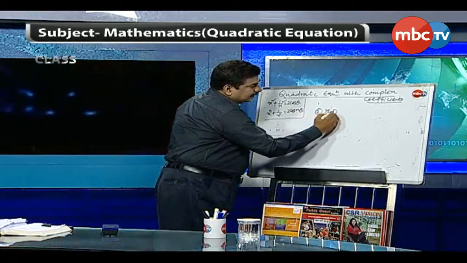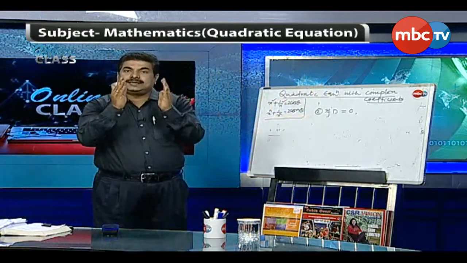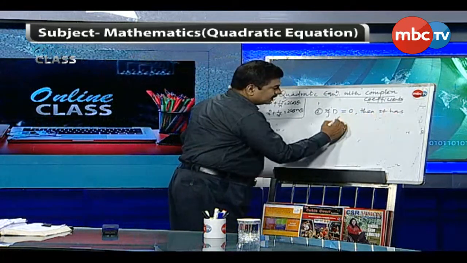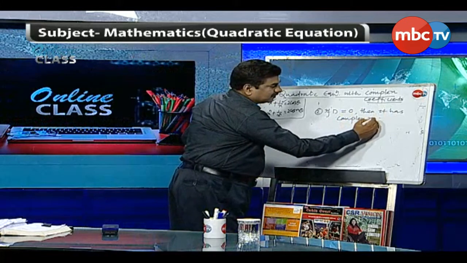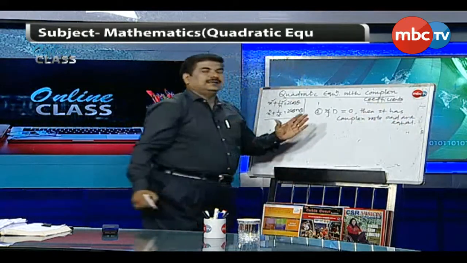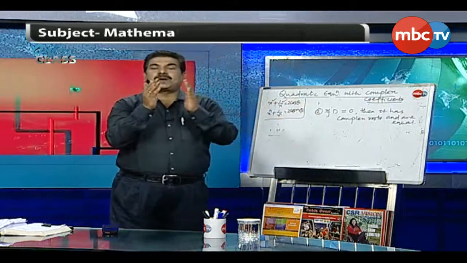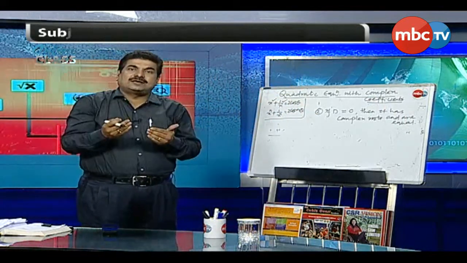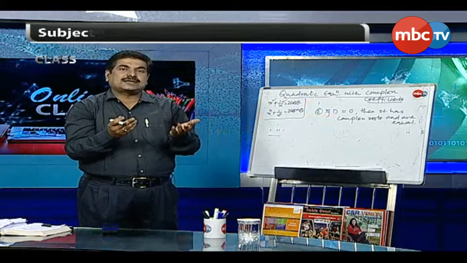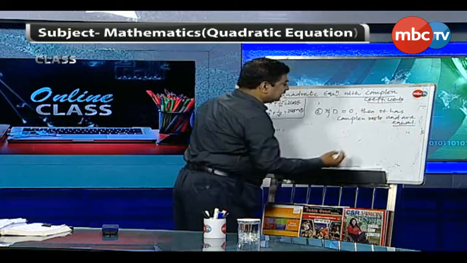If d is equal to 0, in case of a complex coefficient, then it has roots that are equal. That means here the two values alpha and beta are minus b plus or minus square root of b square minus 4ac divided by 2a. If d is equal to 0, then x is equal to minus b by 2a. Again in the second case x is equal to minus b by 2a. That means the roots are equal.